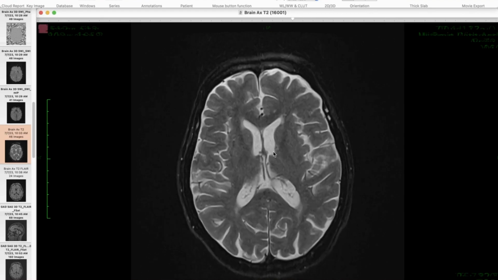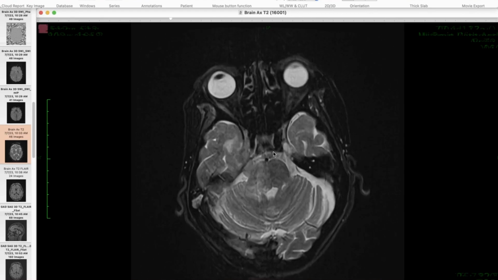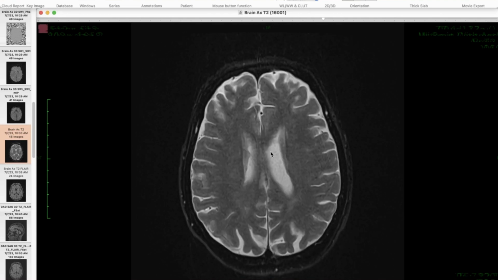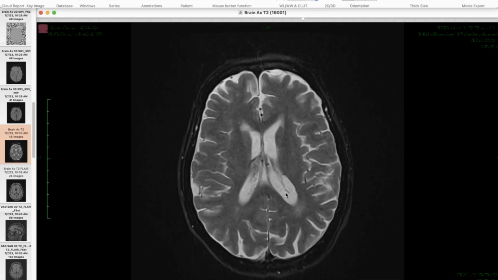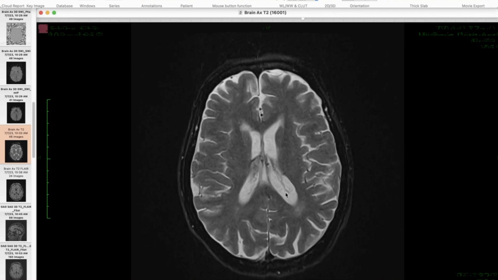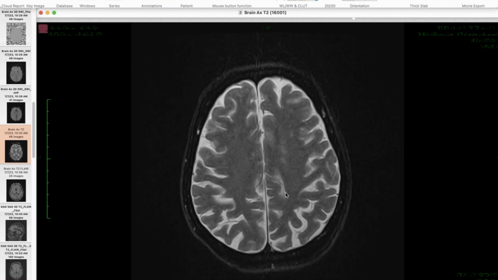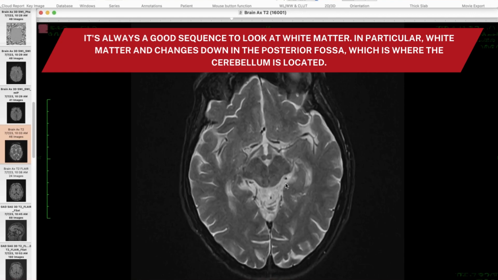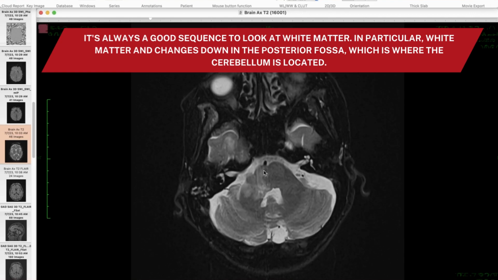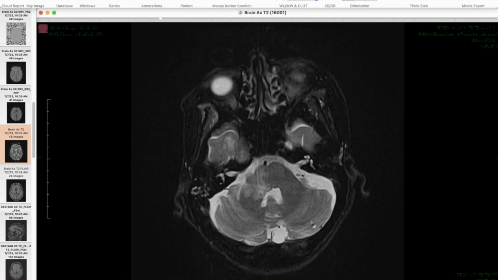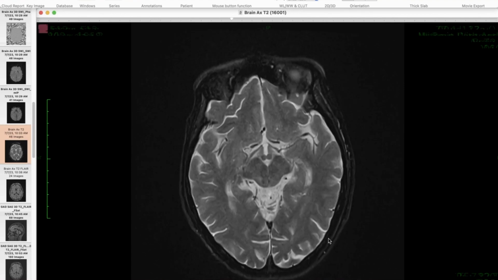These are the lateral ventricles, going down to the third ventricle, cerebral aqueduct, and lower. These are bright on T2 sequences. Sometimes this is a really good sequence to look at white matter. Not sometimes. It's always a good sequence to look at white matter. In particular, white matter changes down in the posterior fossa, which is where the cerebellum is located. This is the cerebellum, okay?